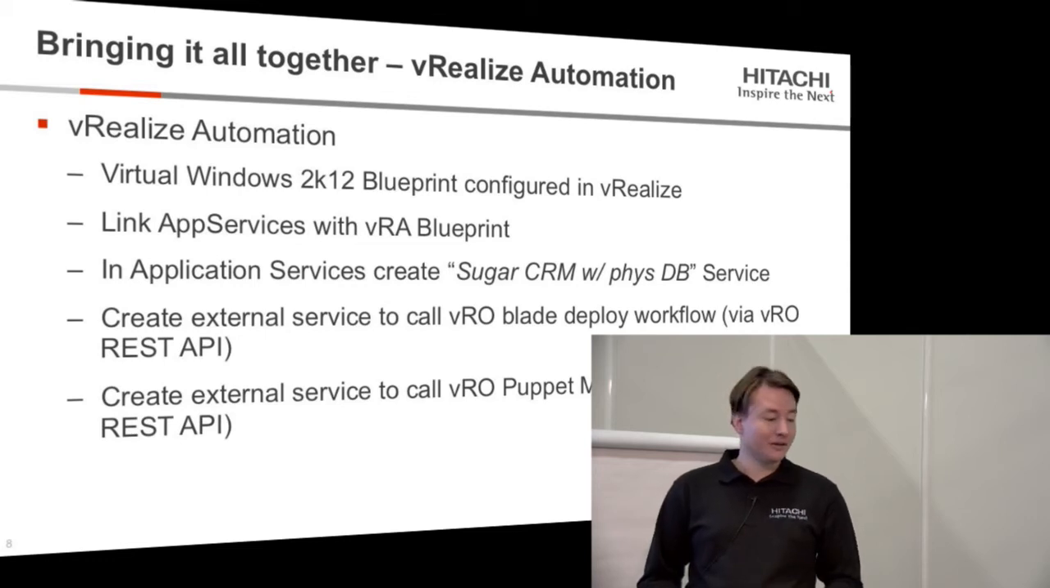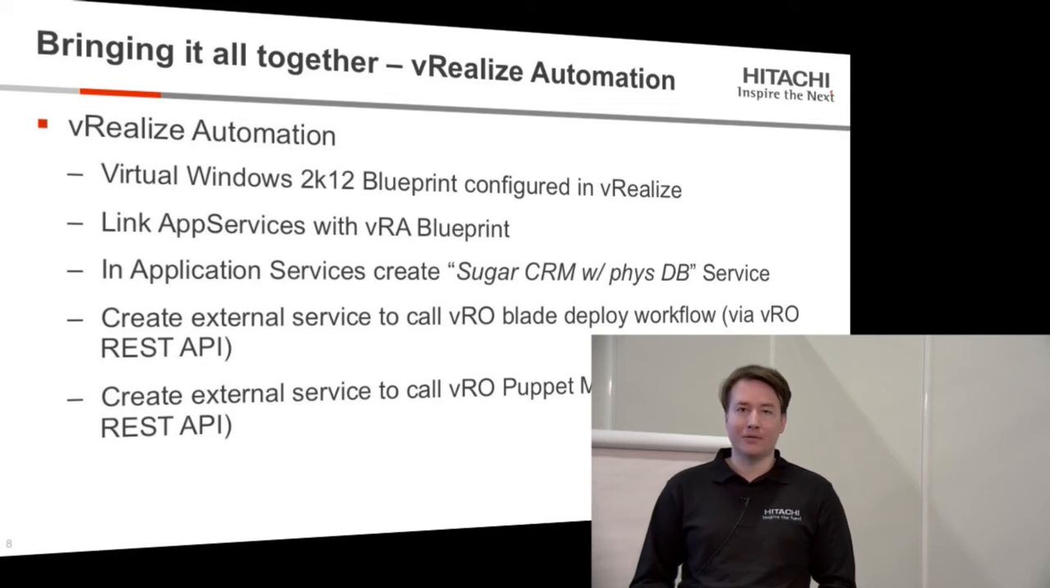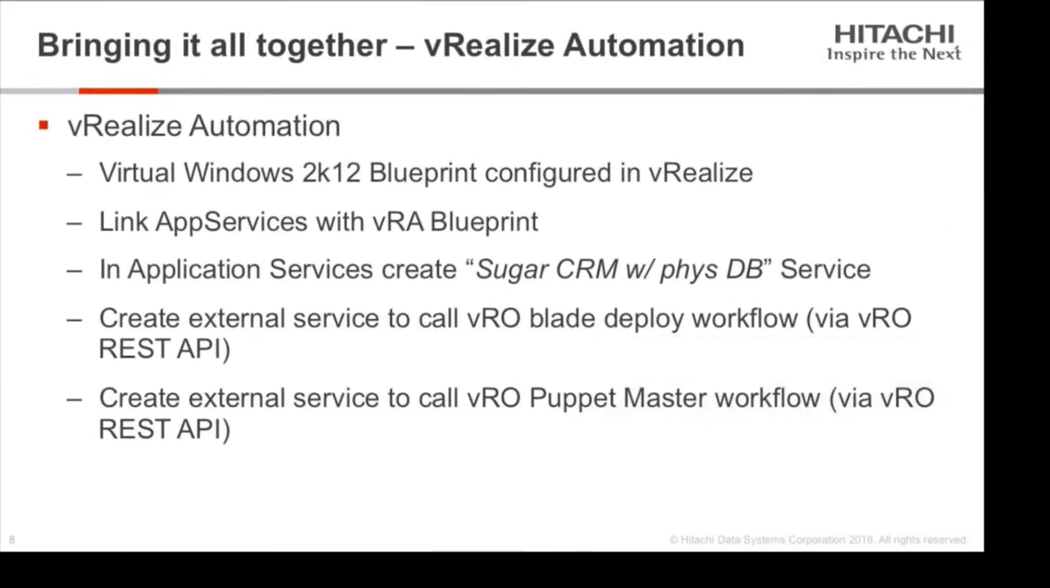For this, I had to create a small Java binary, which relies on the REST API of Orchestrator to do that. And then we had two calls, one for deployment of the blade server, and one for the signing request of the Puppet master to make sure that works. And then we went on with the rest of the deployment in vRealize Automation Application Services.